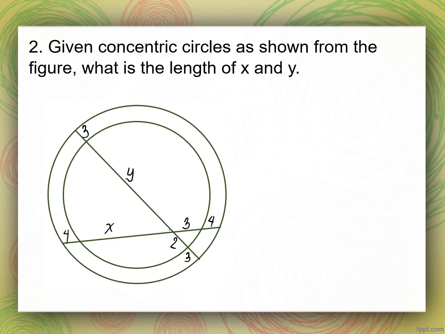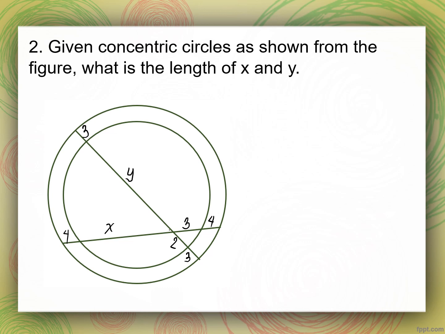Okay, let's have the second one. Given concentric circles as shown from the figure, what is the length of X and Y? Okay, when we say concentric circles, it means that the circles have the same center. So we are looking for the length of X and Y. And we have here, of course, two circles. And if you analyze the figure, we have two chords, and the chords extend from the smaller circle going to the larger one. So we cannot just solve for X and Y by using the smaller figure.